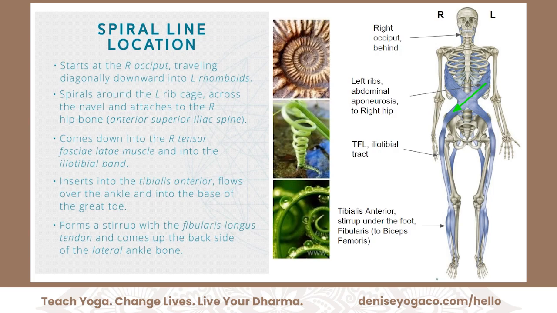The lateral line would encompass the whole iliotibial tract, which has various widths. Some people's is a little skinnier than others, but it's a broad fascial sheath. The spiral line, according to Tom Myers, is more toward the front edge of the IT band, and then it uses the biceps femoris on the backside.